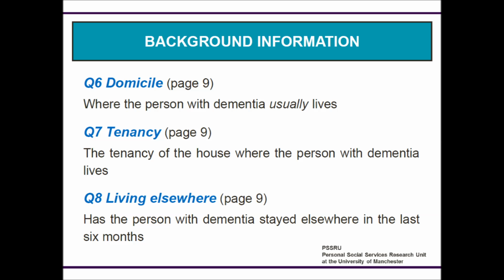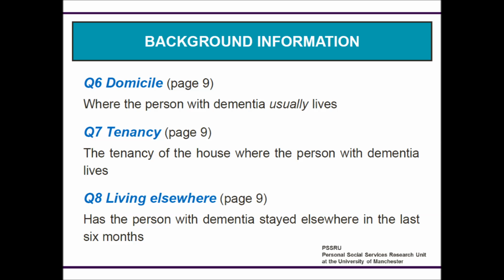For question 6, code only one option. If the person with dementia is temporarily living elsewhere, do not code the temporary accommodation, but their permanent address. If the person with dementia doesn't live with the carer, but in their own home with another relative, e.g. spouse, sibling, son or daughter, then code the second option, living in their own home with a relative.